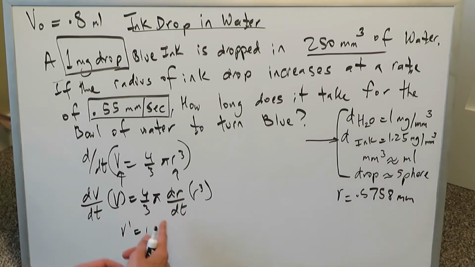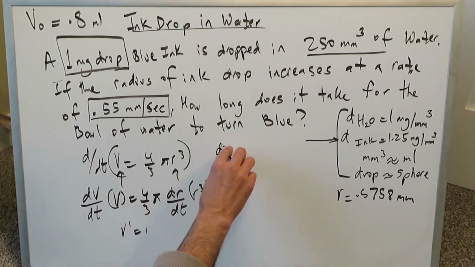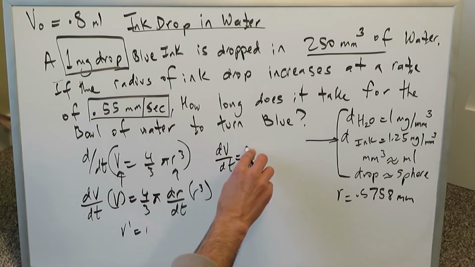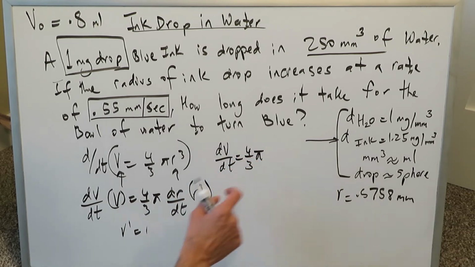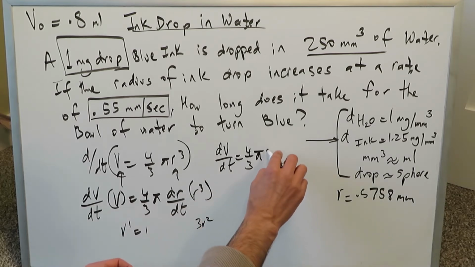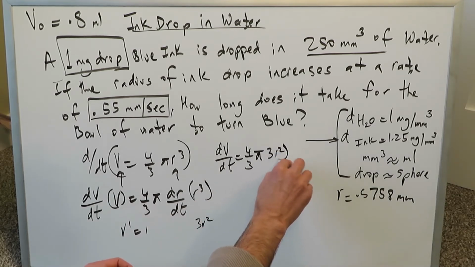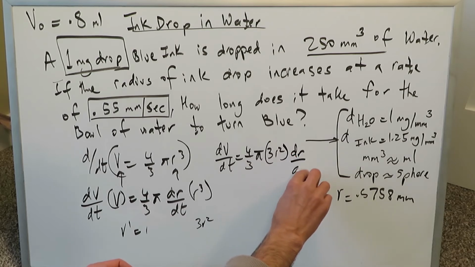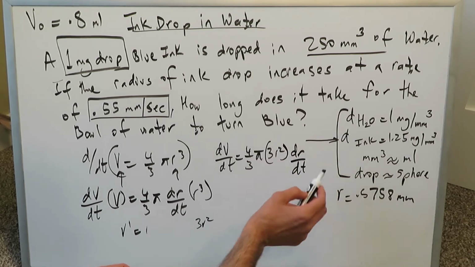This r cubed becomes 3r squared. So now all of a sudden we have dV/dt is equal to 4/3 pi. This became a 3r squared. The derivative of r cubed is 3r squared. I'll just bring that 3r squared right over here, and then I'll still write the dr/dt, the rate of change of the radius over time.